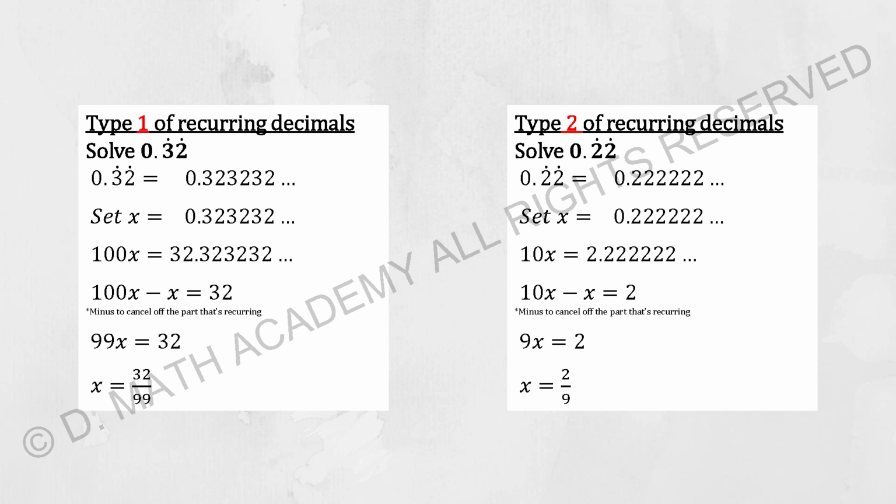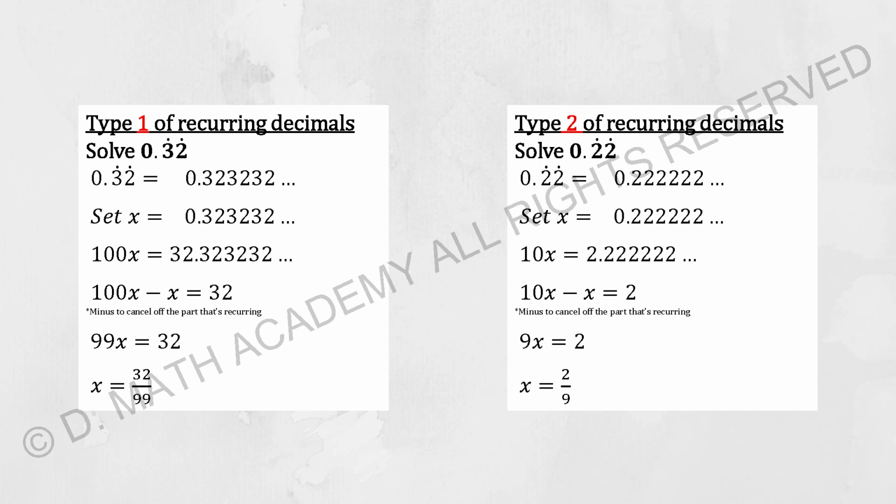Okay, if I were to set 10x only, then I will get 3.232323, which if I were to minus them off and get 9x, there will actually be repeating decimals again, which is the thing that I don't want. That's why I set 100x over there.